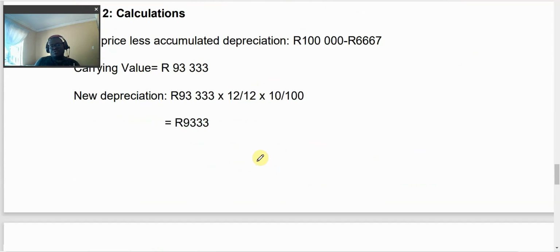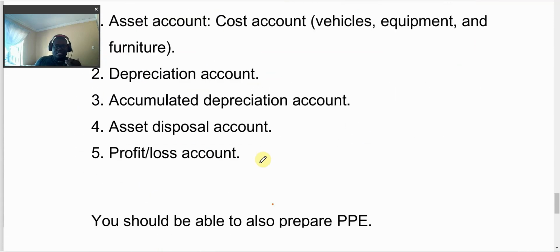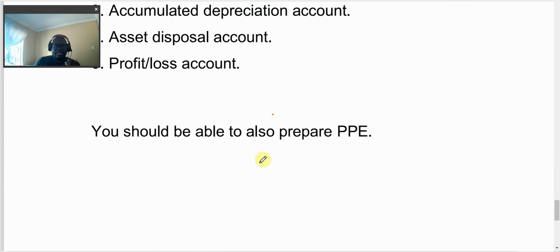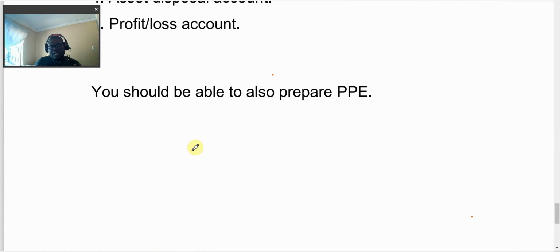We know from the information they told us that the accumulated depreciation was 6,667. During the first year when they use the diminishing balance method, they calculate that in the same manner as cost price, but things change in the second year going forth, because by then you'll be having an accumulated depreciation. So firstly, we need to look at the accumulated depreciation of the vehicle.